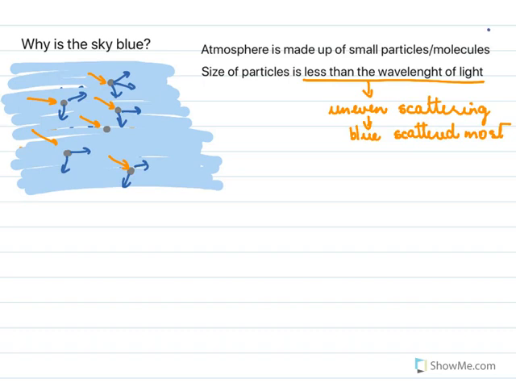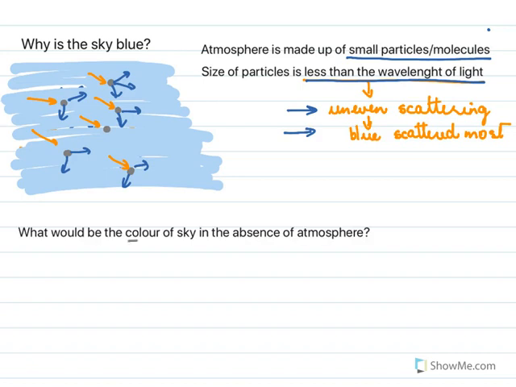So to go over it again, the atmosphere is made up of small particles, that is important. How small? Less than the wavelength of light, and hence uneven scattering takes place and blue light gets scattered the most, making the sky blue.